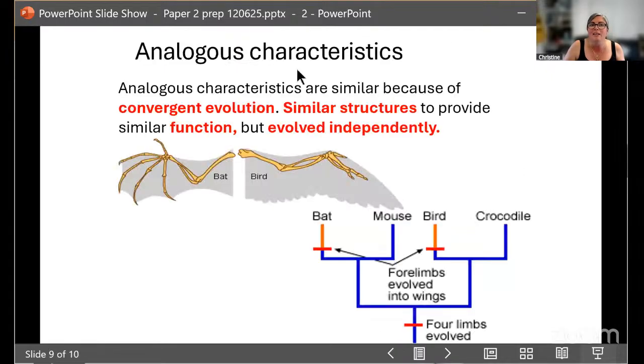And when we look at the analogous structures, as I said before, convergent, similar structures provide similar functions but evolved independently of each other. So you can see here, 4 limbs evolved back at this point here. However, you have the bat over here and the bird over here. They both have similar structures and similar functions, but they evolved independently of each other.